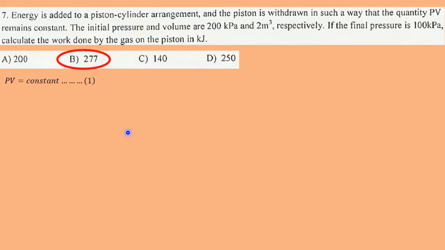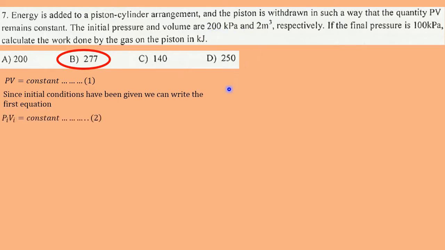Let's see. First of all, it's told in the question that PV remains constant, so PV is equal to constant. We can call that equation 1. Since initial conditions have been given, we can write the first equation. Thus, we have been given the initial pressure and the initial volume, so we can conveniently write P initial, that's Pi, times V initial, Vi, to be equal to constant. Call that equation 2.